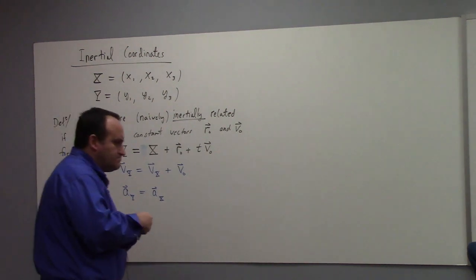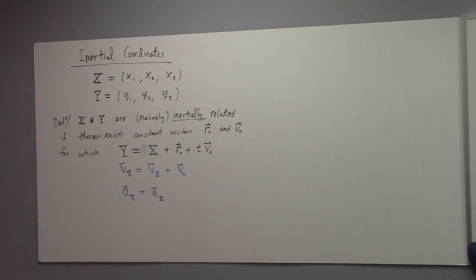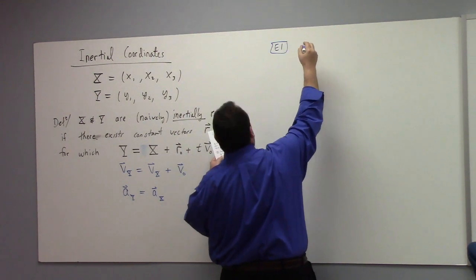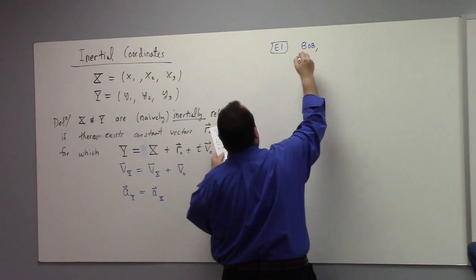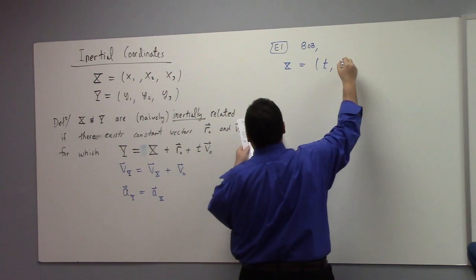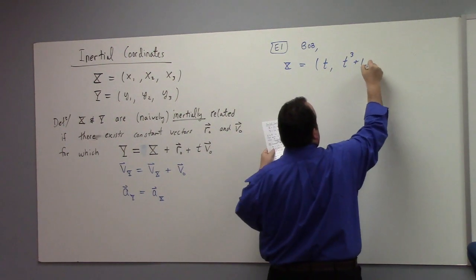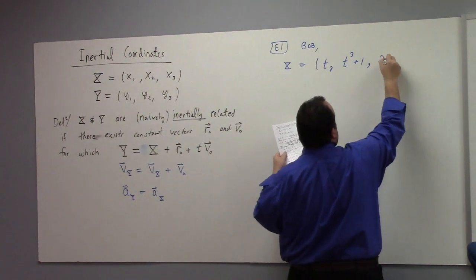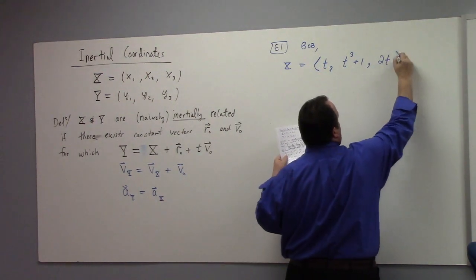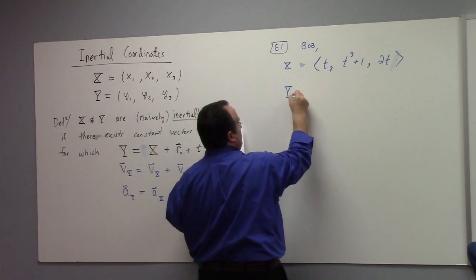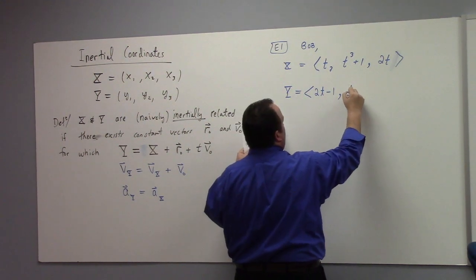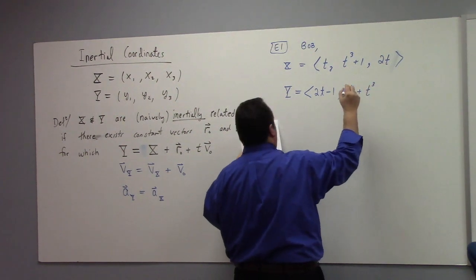So, for example, if you have Bob, and Bob has, on the one hand, in terms of the x coordinate system, t, t cubed plus 1, and 2t. So that's his x coordinates. All right. And in the y coordinate system, we measure Bob, and Bob has position 2t minus 1, t plus t cubed, and 7.